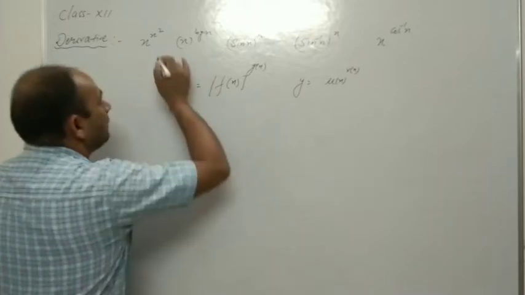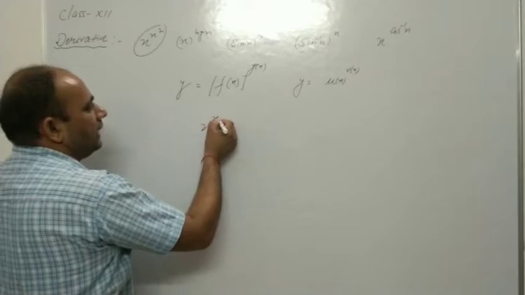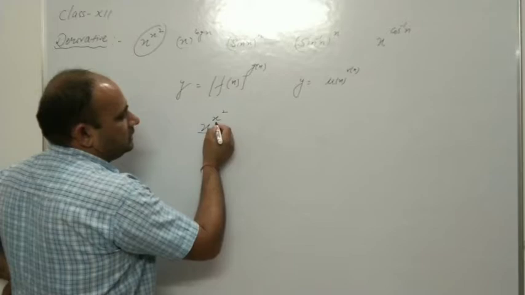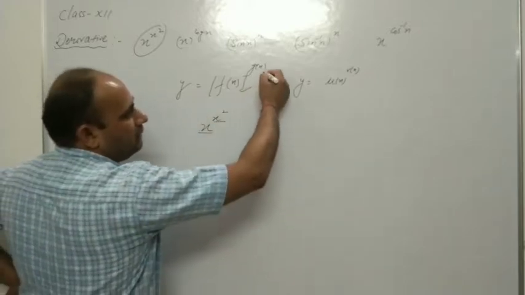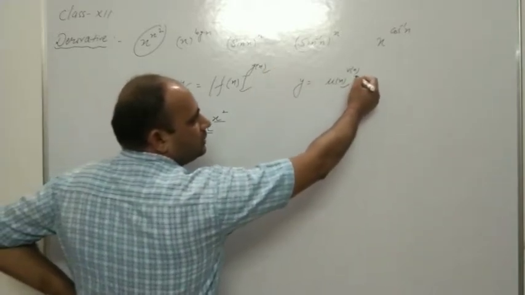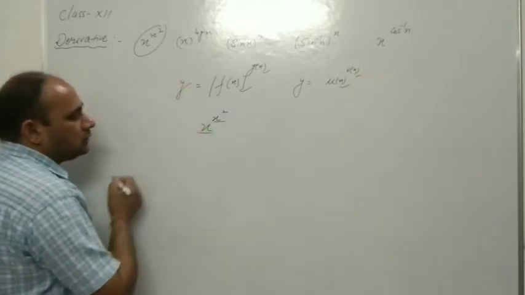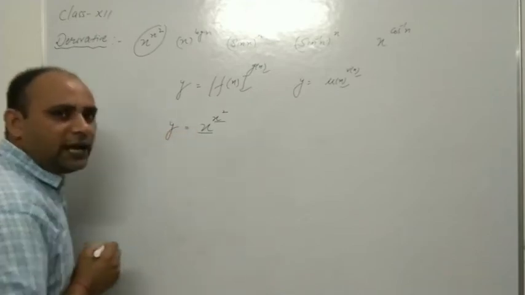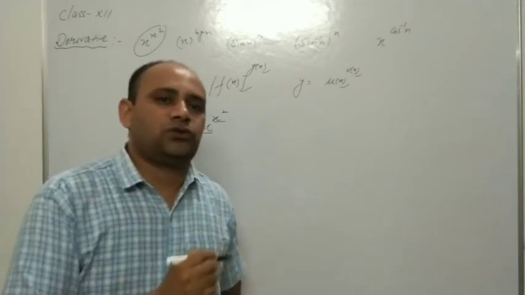For example, we have x raised to the power x square. You know, it is a function of x, and the power is also a function of x, meaning f(x) raised to the power g(x), or you can say u(x) raised to the power v(x). So how will you solve? We suppose it is y. Now we have y is equal to x raised to the power x square.